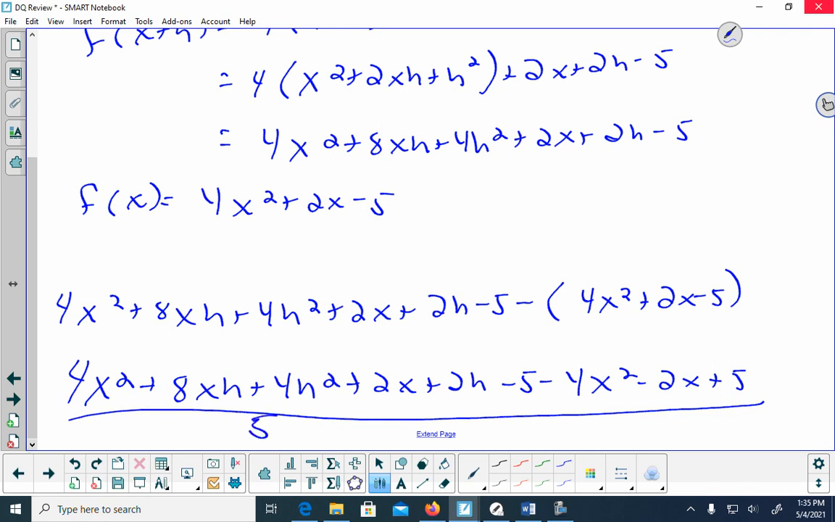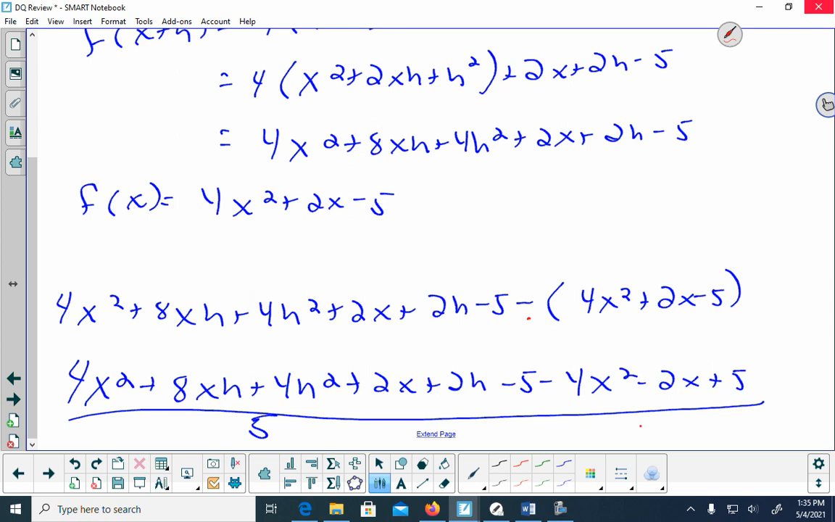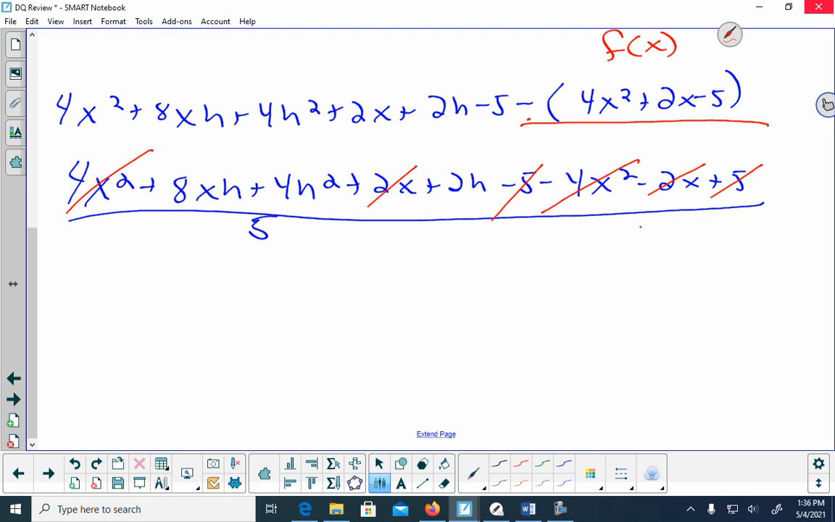And then I like to start down here, right after this minus sign. So I have negative 4x squared. I should have a positive 4x squared somewhere. Negative 2x, have a positive 2x. 5, negative 5. Everything after this, like this is my f of x, that should all simplify. If it does not simplify, that means you made a mistake somewhere along the way. Everything that you're left with, these 3 terms here, all should have an h in them.